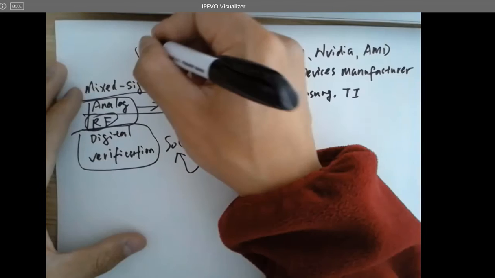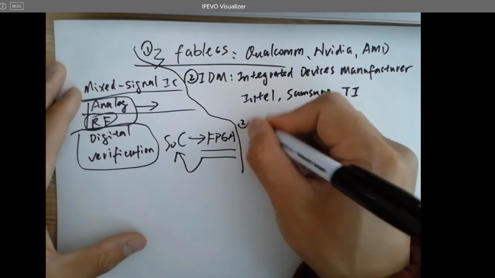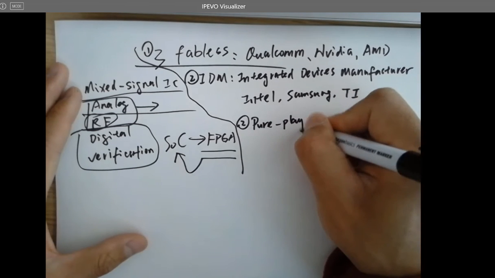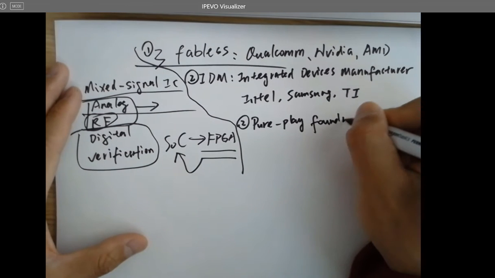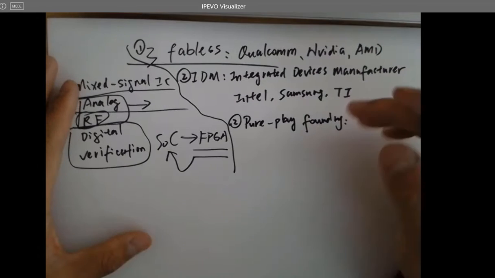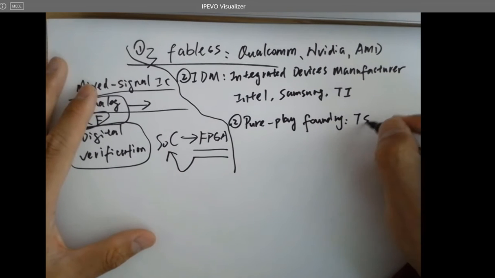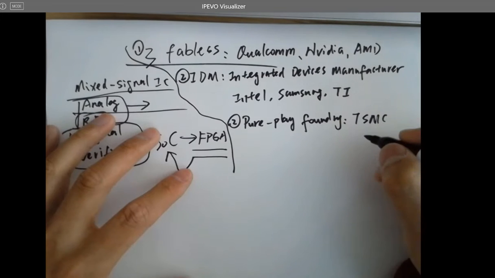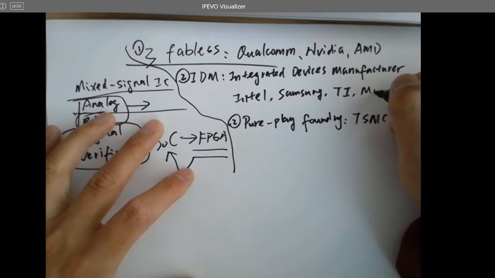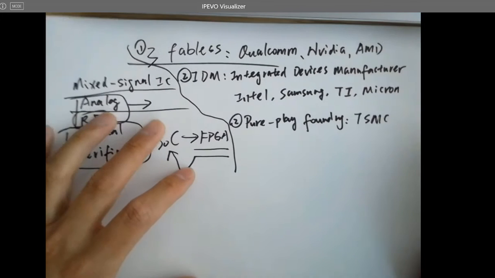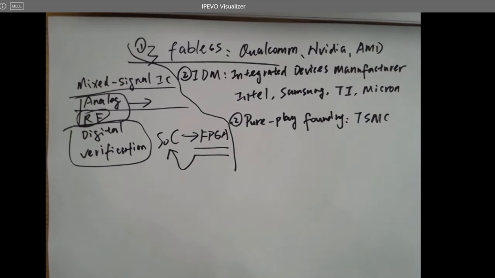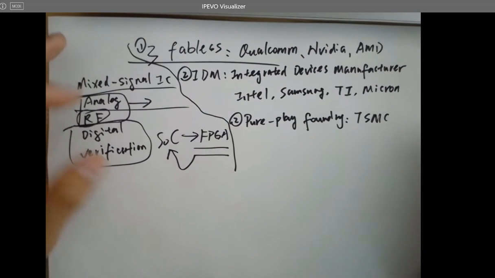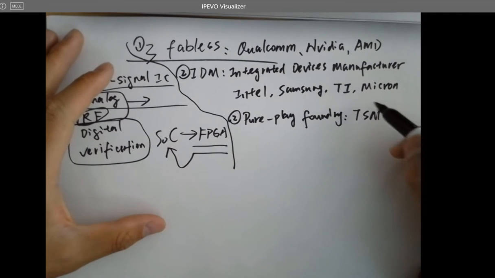And the third category, pure play foundry. Can you name 2 or 3 pure play foundries? TSMC, the biggest one now. But do we have another one for IDM? Micron, right? Where's Micron? Boise, Idaho. Making DRAMs, the biggest company for making DRAMs.